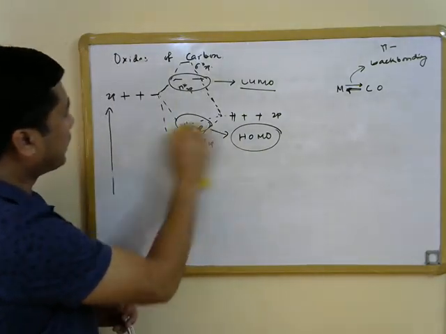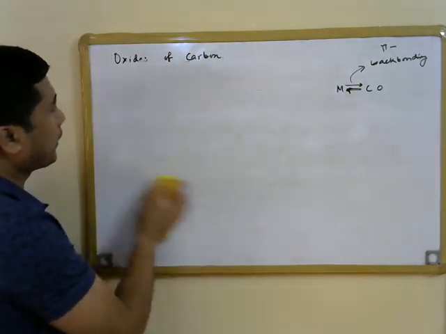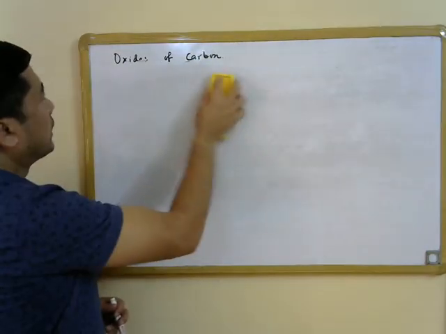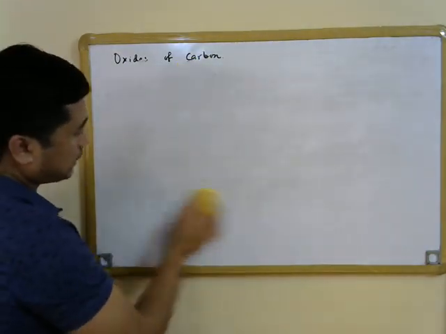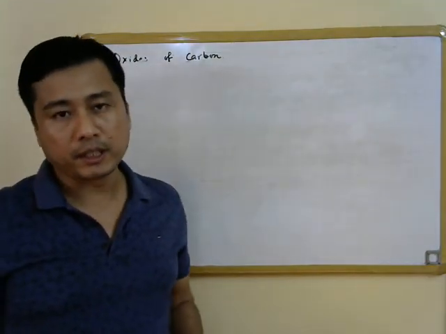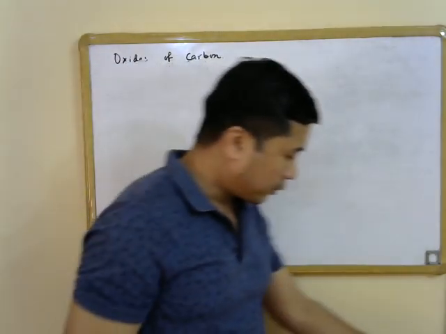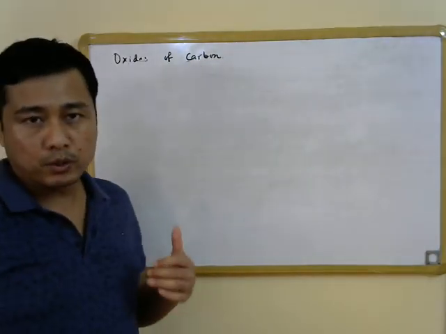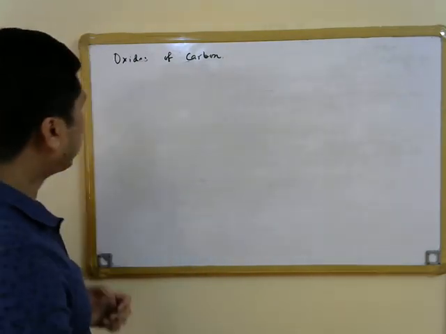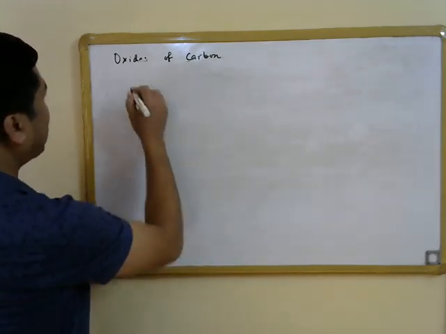So you will learn more about the type of bonding or the nature of bonding, as well as the consequences of this pi back bonding in carbon monoxide metal complexes when we learn about organometallic chemistry, because this is part of organometallic chemistry. And instead we will now go ahead and discuss other oxides of carbon. So the other important oxide of carbon, as we have already said, is carbon dioxide.